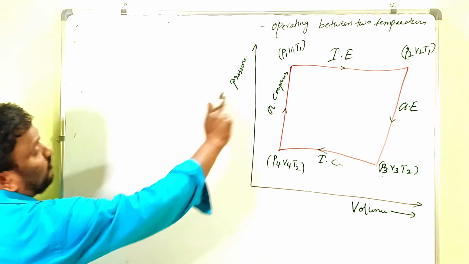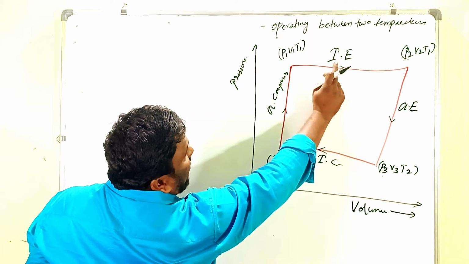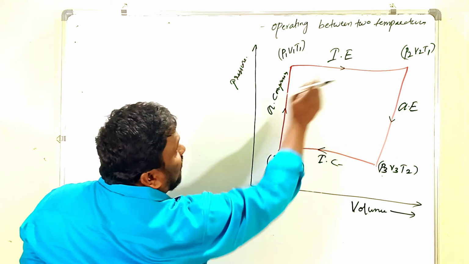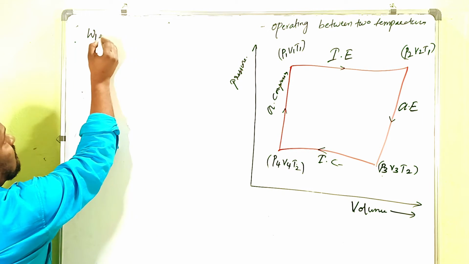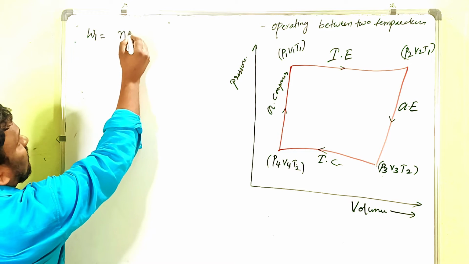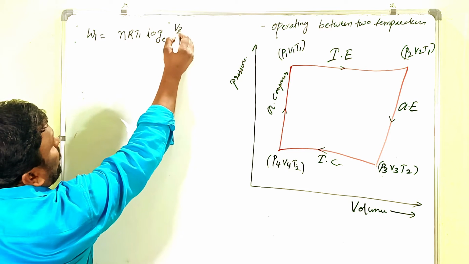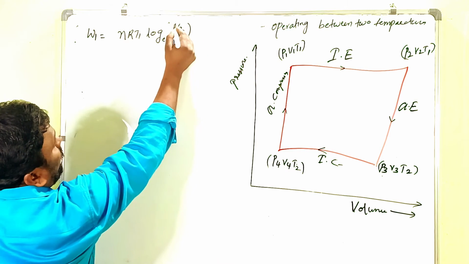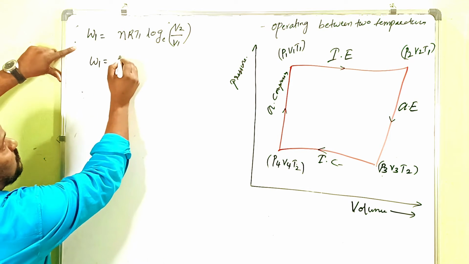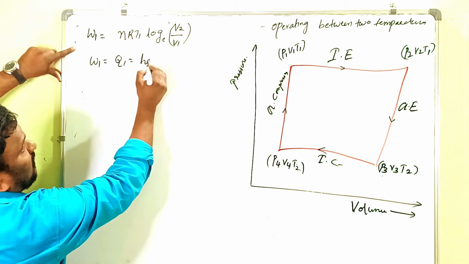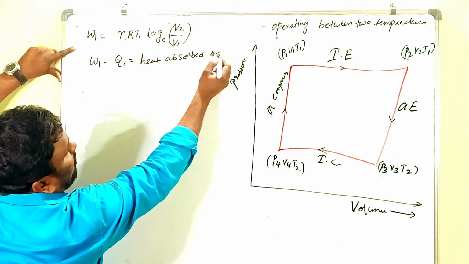So children, for the first process, from P1 V1 T1 to P2 V2 T1, that is isothermal expansion. There is some work done, which should be taken as W1 equals nRT1 log of V2 by V1. That means this amount of work done is equal to the amount of heat absorbed by the gas from the source.